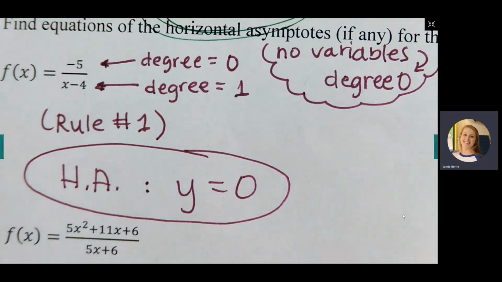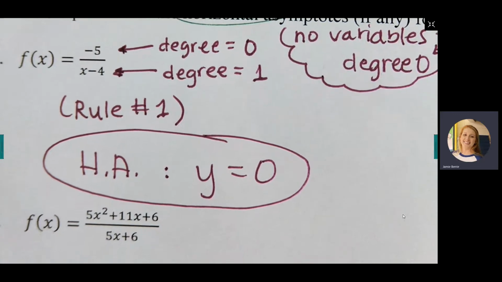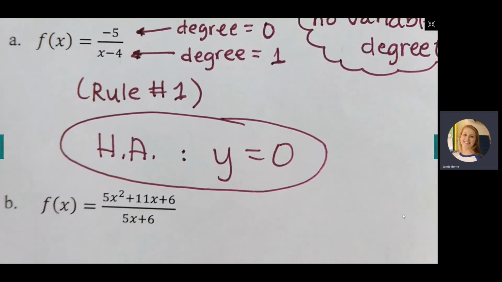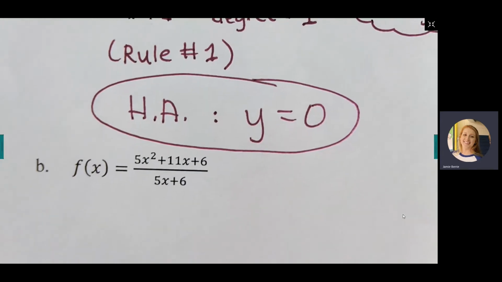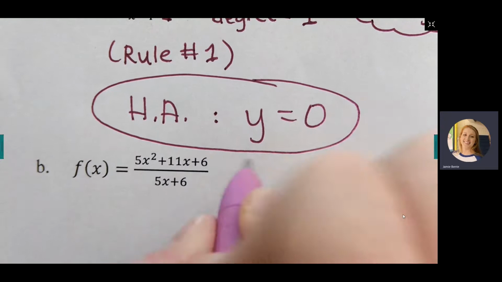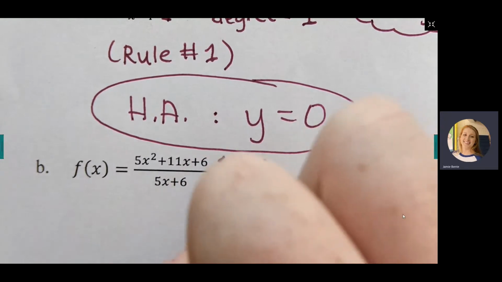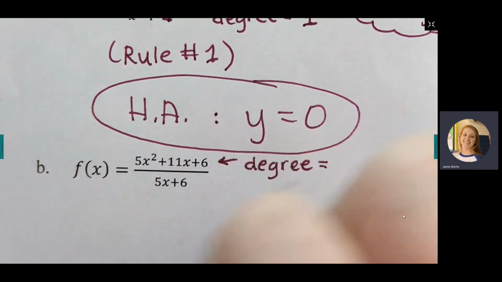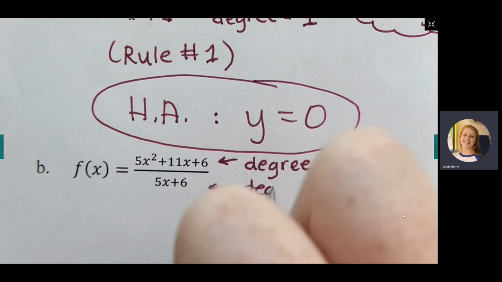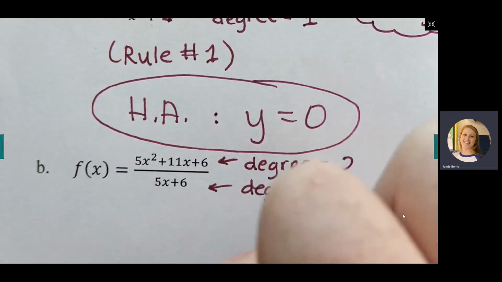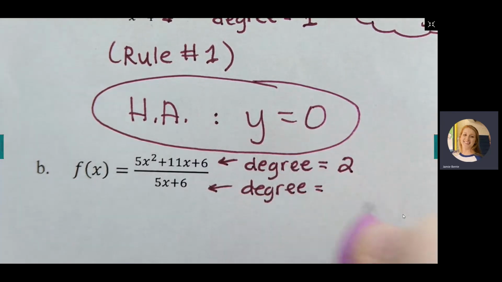All right, let's check out part B. That's the same function from number 1, part B. Just copied that one over. What is the degree of the numerator? Two. And degree of the denominator? 1.